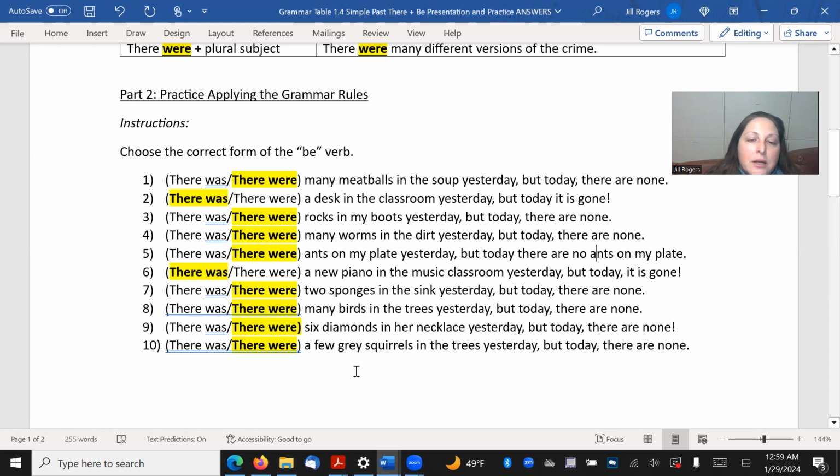And number 10, we see that it's squirrels. There were a few gray squirrels in the trees yesterday. Today there are none. Okay, and so we're not going to spend any time making these negative because you know what to do. All you have to do is add not after the verb. That's it.